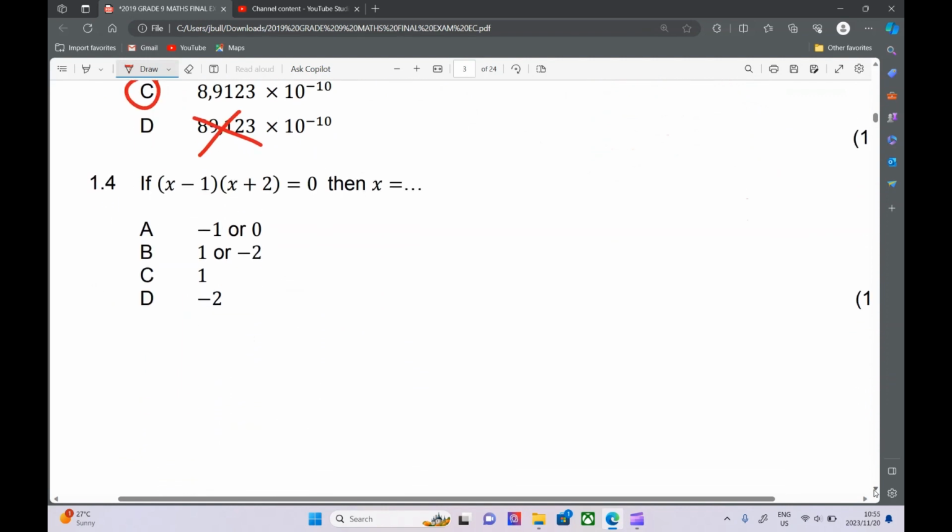1.4, if the brackets are equal to 0, then x could be. Okay, so if you have two brackets like this, one of these brackets has to be 0. Because if you get an answer of 0, either the first bracket is 0 or the second bracket is 0. We don't know. So if they give it to you in this form, what you say is either x minus 1, so the first bracket is 0, or the second bracket is 0, so x plus 2 is 0. So it's always like this. If you get two brackets like this, they say it's equal to 0, you're going to have two answers in your question.